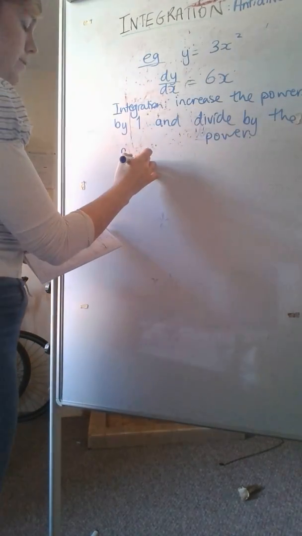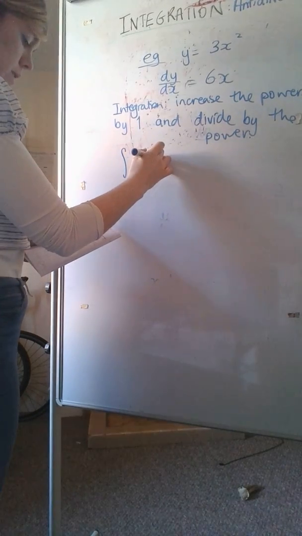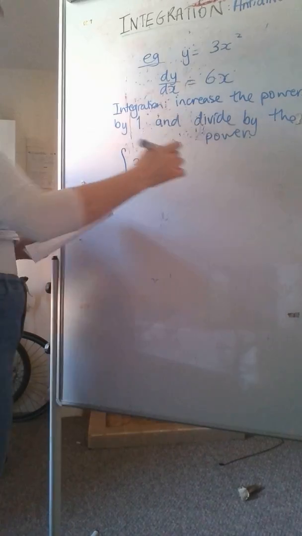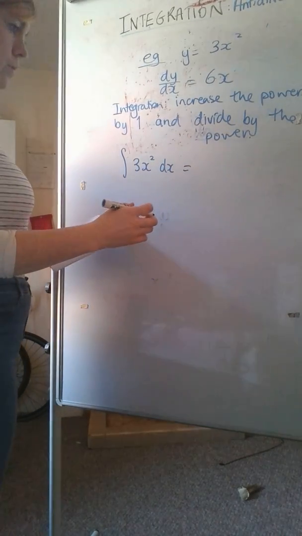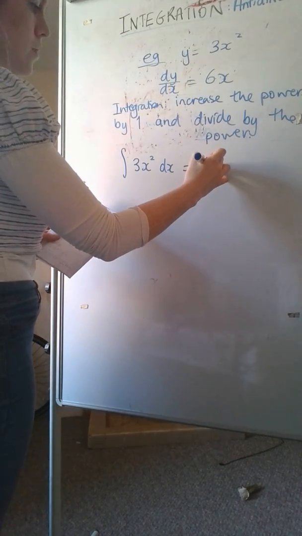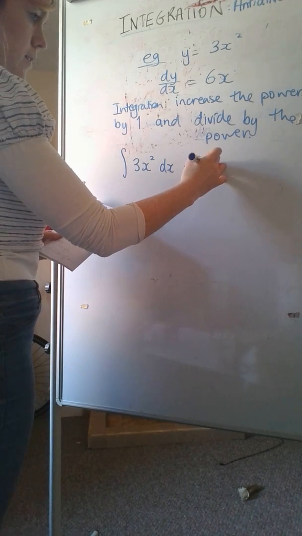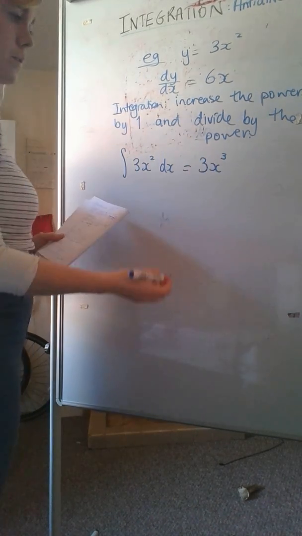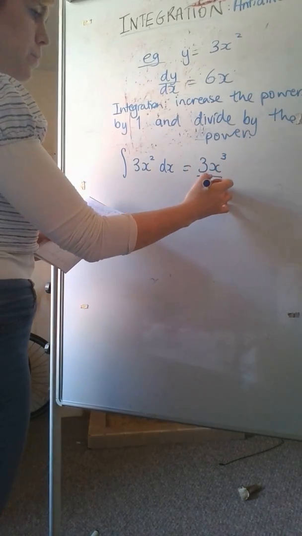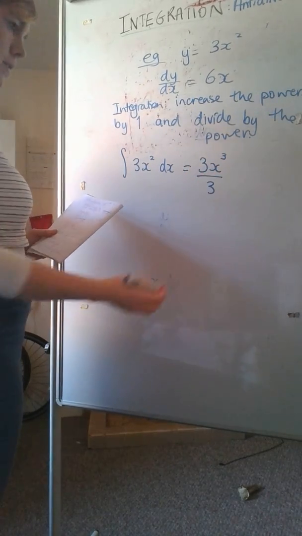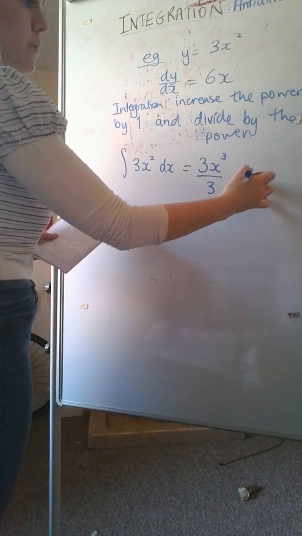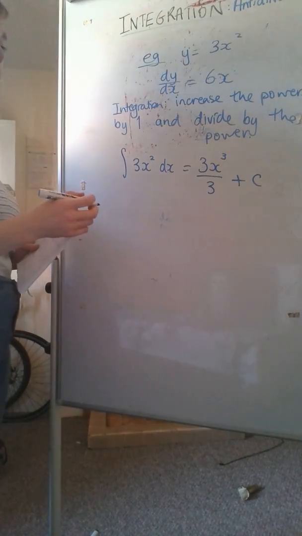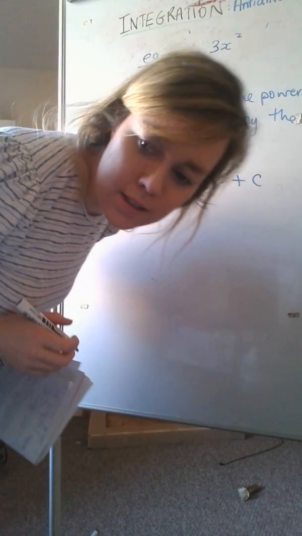Okay, so for example, if I want to integrate, let's just say, the function 3x squared, and remember that I always give it to you with a little dx beside it. What do you do? Okay, so you increase the power by 1, so it will become the 3x to the power of 3, and you're going to divide by the new power, over 3. And then don't forget to put in your plus c. And I explained that at the start why. That's really important, okay?